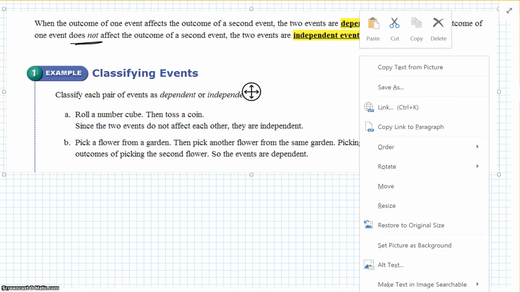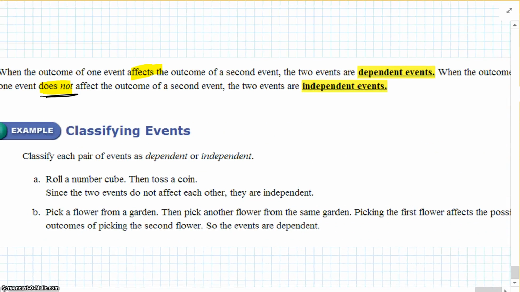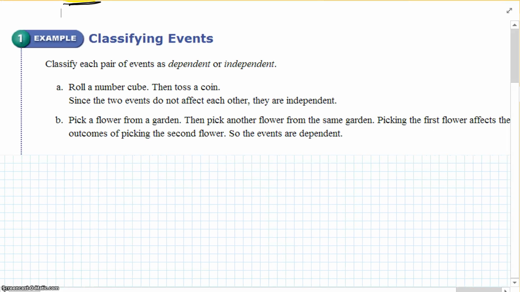When the outcome of one event affects the outcome of the second event, the two events are dependent of each other. When the outcome does not affect the outcome of the second event, they are independent events. So let's look. Classify each pair of events as dependent or independent. Roll a number cube and then toss a coin. Well, since the two events do not affect each other, they are independent.